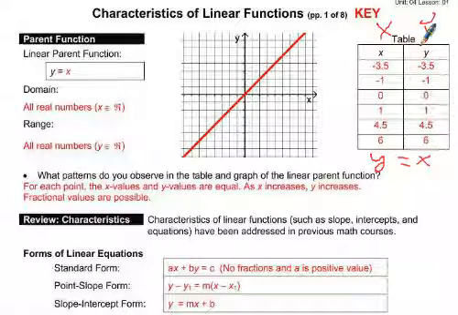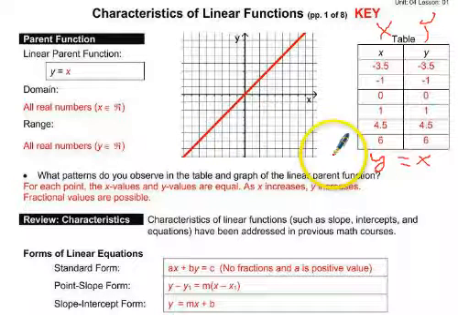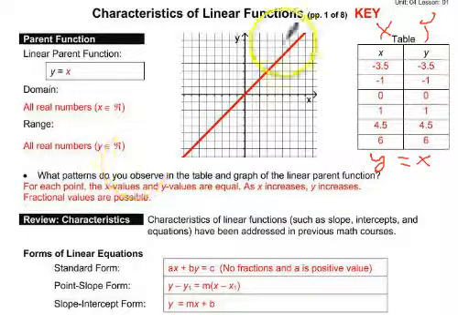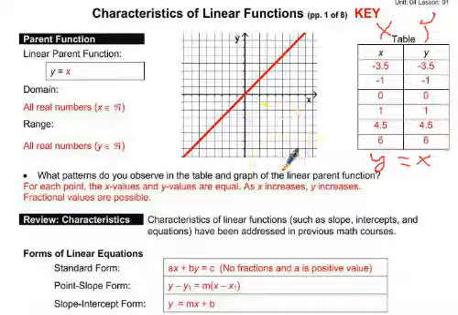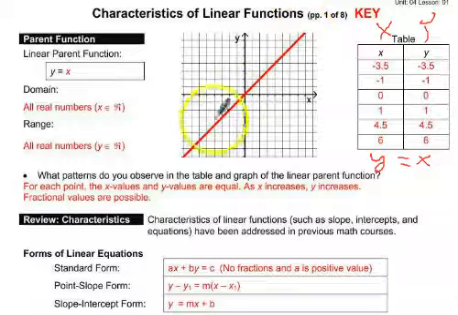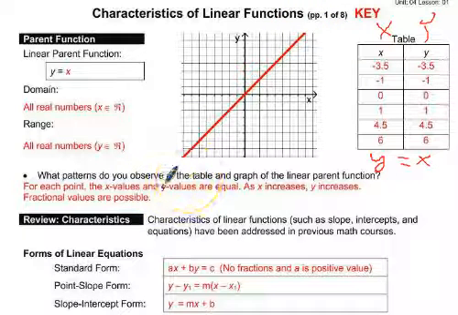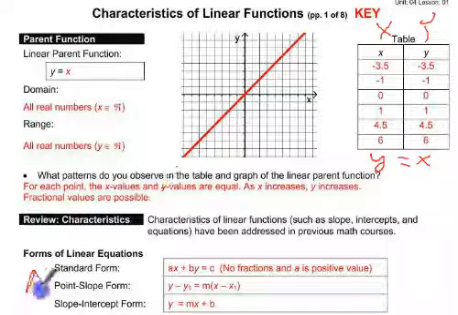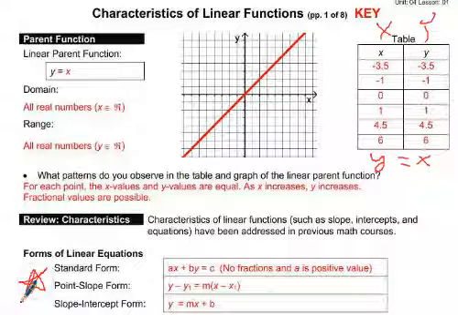Remember, your domain is left to right forever on a line, so that'll make it all real numbers, and your range is the same thing, up and down forever, so that's all real numbers. As x increases, y increases, and as x decreases, y decreases. These three guys right here are real important. These are your different forms of your equation.